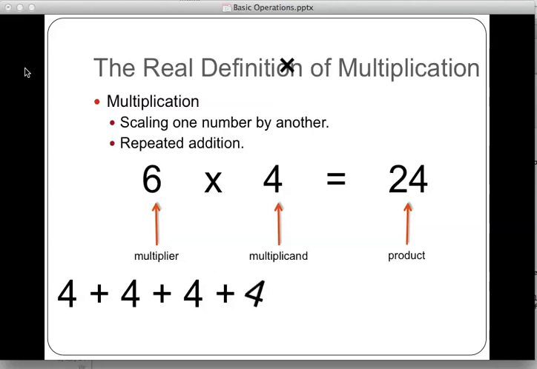Well, here's the answer. A multiplication problem has a very specific order. The first number tells you how many of the second number. So 6 times 4 actually officially means 6 groups of 4.